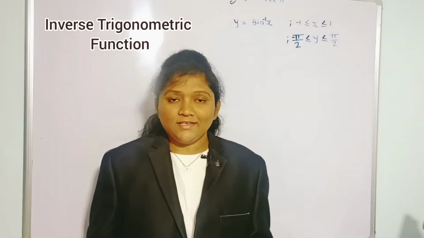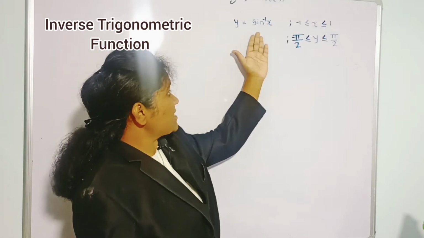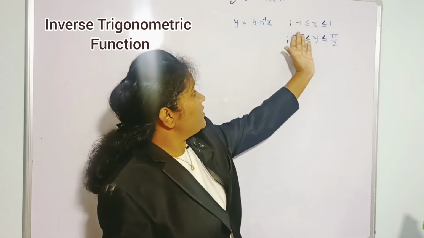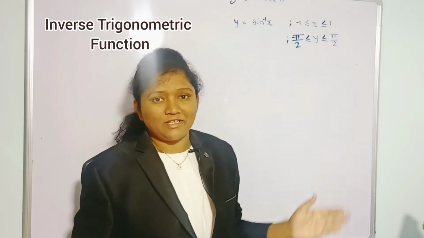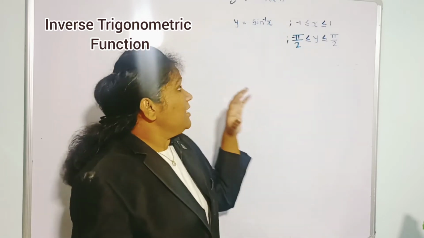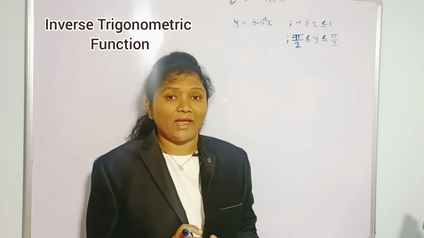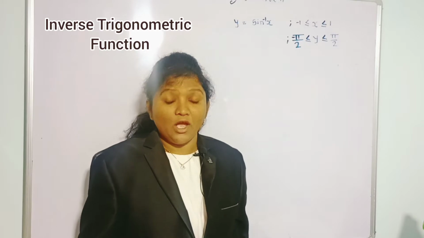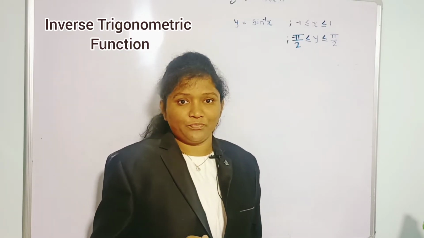See, if y equals sine inverse x is given, here x lies between minus 1 to 1 and y lies between minus pi by 2 to plus pi by 2. Now we have to find the derivative of sine inverse x, meaning we have to find dy by dx. So we will go through the method of derivatives of inverse functions.